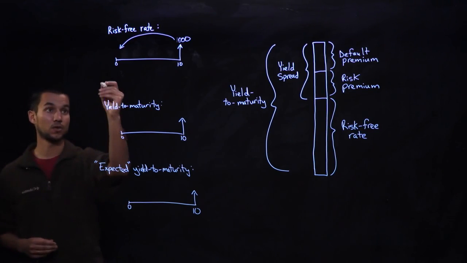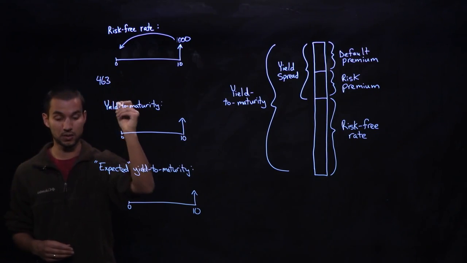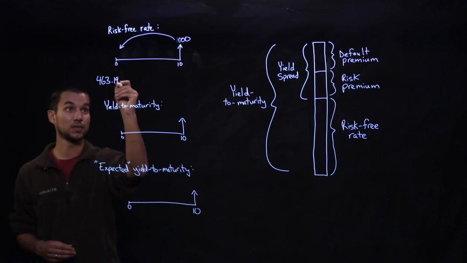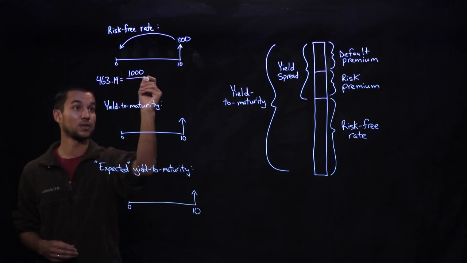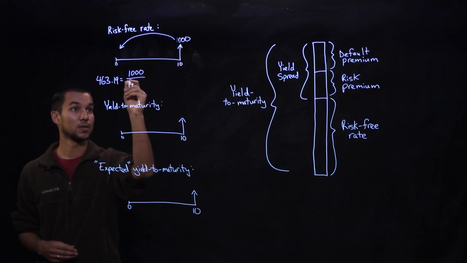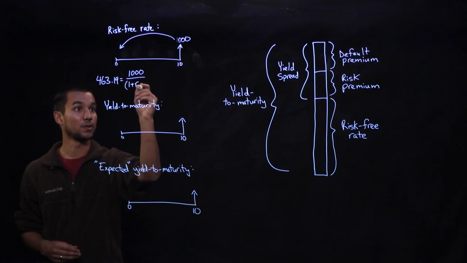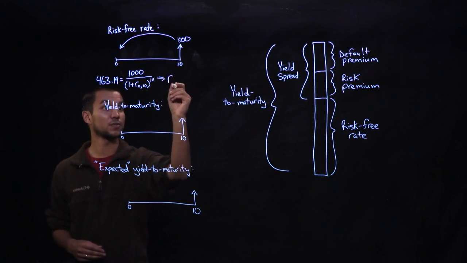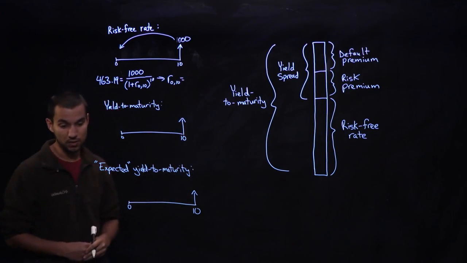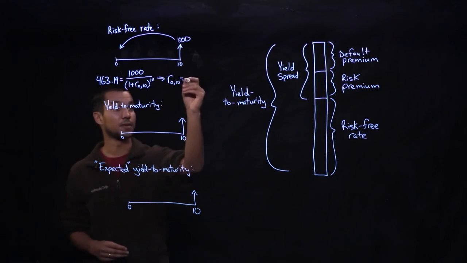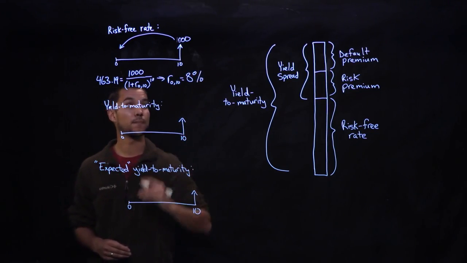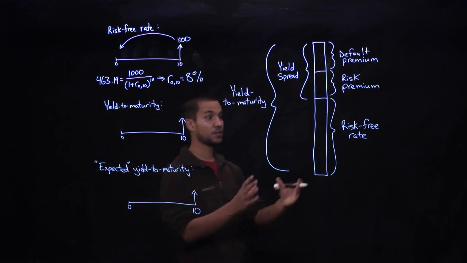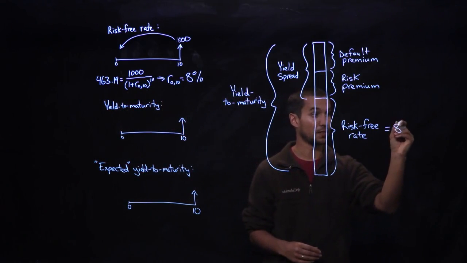And so we want to solve the equation: $463.19 is equal to 1,000 divided by 1 plus the risk-free, the 10-year spot interest rate, to the 10. And if we solve this, we find that the 10-year spot interest rate is going to be equal to 8% per year. And so we found that the risk-free rate is equal to 8%.